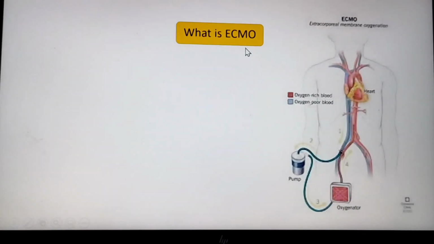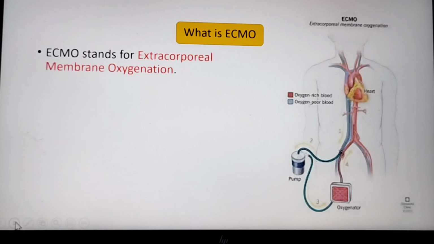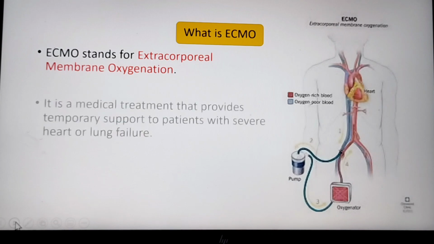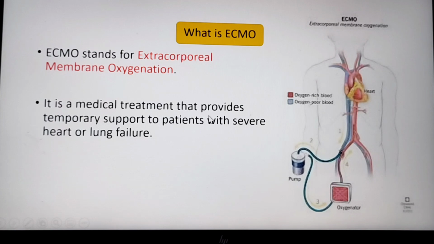What is ECMO? It is a very important question in the interview. ECMO means extracorporeal membrane oxygenation. So what happens in ECMO? It is a medical treatment that provides temporary support to patients with severe heart and lung failure.